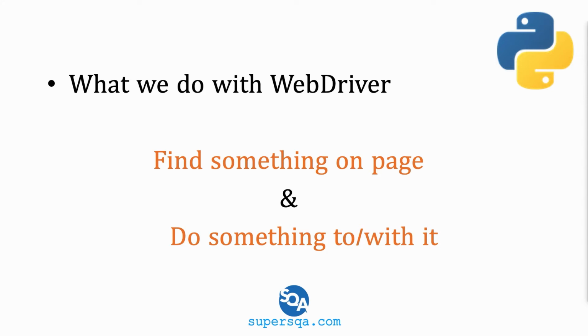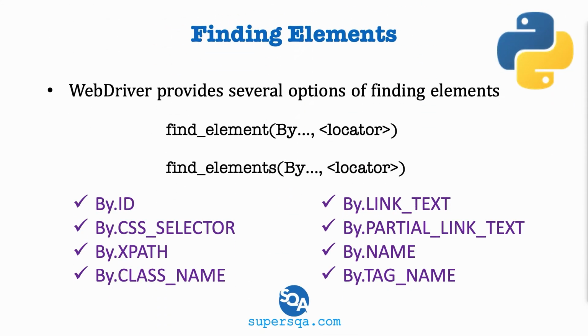We make sure it exists. We make sure it's visible. We make sure the spelling is right. We make sure when you click it, something happened. We make sure when you type into it, something happened. We make sure when you drag it, something happened, right? That is what testing is. So that's what Selenium WebDriver actually does. And it gives us several options on how to find elements on the page.